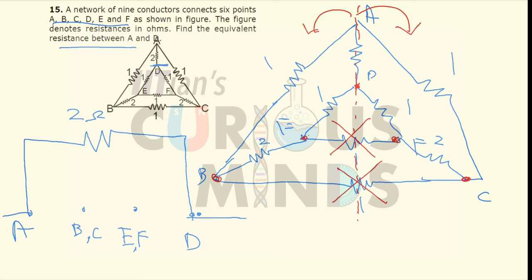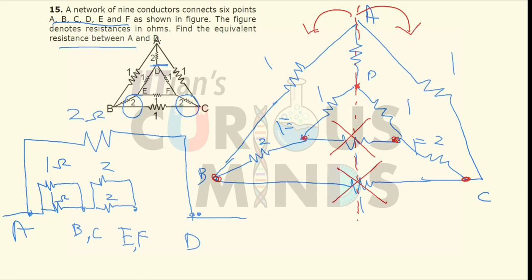Between point A and B and A and C there are two resistances of 1 ohm and 1 ohm. Since both of them are at equal potential, I can say that there is 1 ohm over here and 1 ohm at the bottom. Between B, C and E, F, there are two resistances of 2 ohm and 2 ohm. Both of them are in parallel, which is equal to 2 ohm over here, and there is a 2 ohm resistance in parallel.